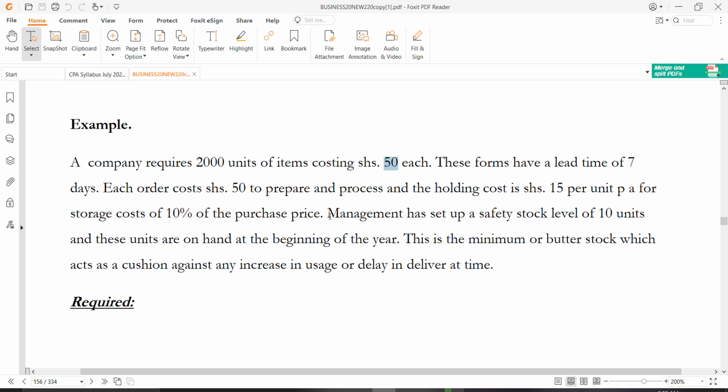Next, management has set up a safety stock level of 10 units. So this is the level at which, if the stock goes to that point, we need to make another order, which is 10 units. And these units are on hand at the beginning of the year. This is the minimum buffer stock.